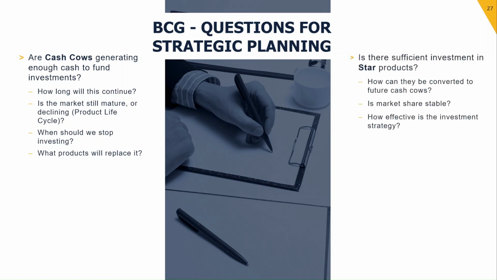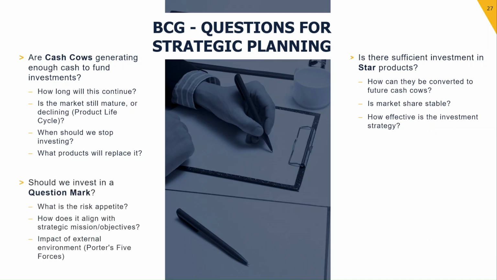The star: how can they be converted to future cash cows? Is the market share stable, right? So when the star drops to being a cash cow, will it drop to being a cash cow, or will we lose market share and it ends up being a dog? How effective is the investment strategy? So out of every new customer entering the market, what are our chances of winning them? So we'll say 10 new customers come in. How many of those 10 customers are we going to win? Question mark. So what is the risk appetite?